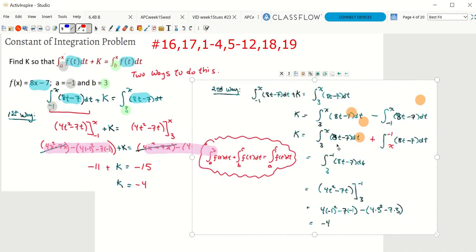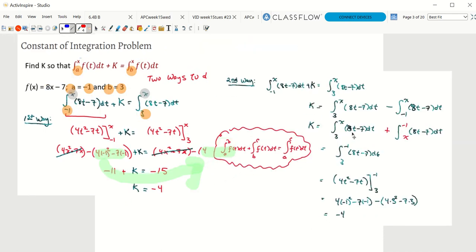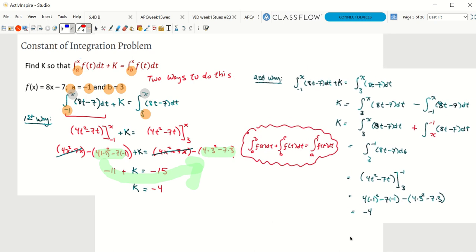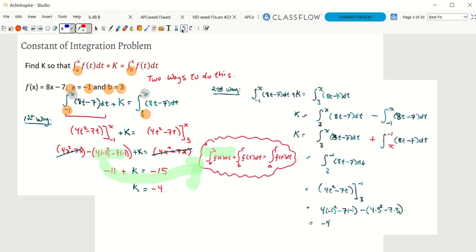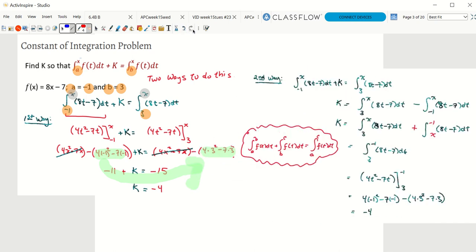Let me show you the second way. I think the second way is actually pretty slick. Either way is going to give you -4, as you can see. So now let's look right here. This is -4, that's -4, just to give you confidence it's going to yield the same result.